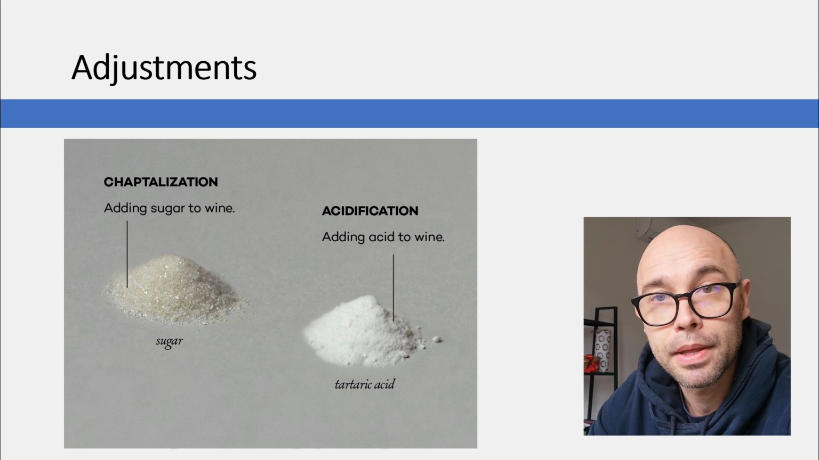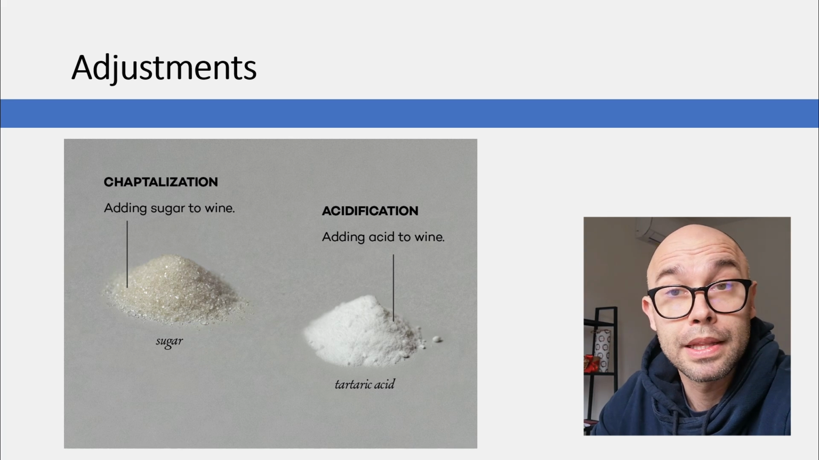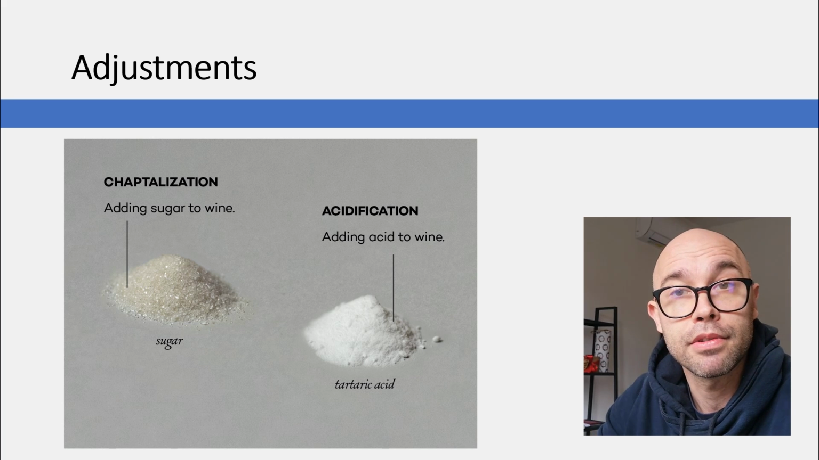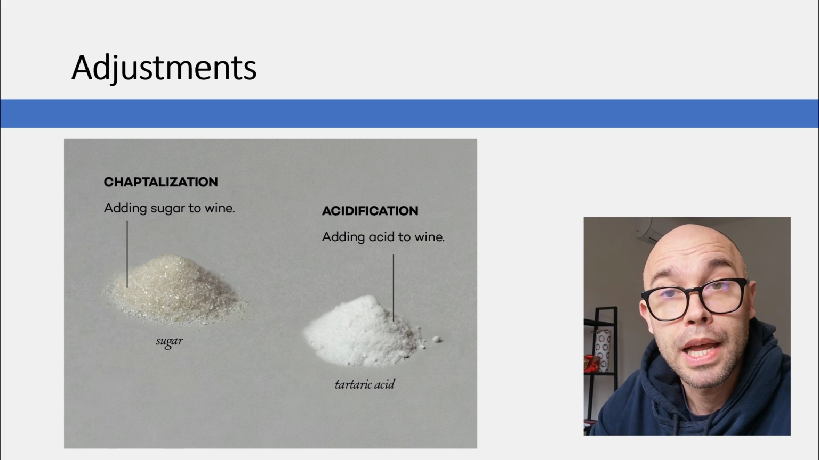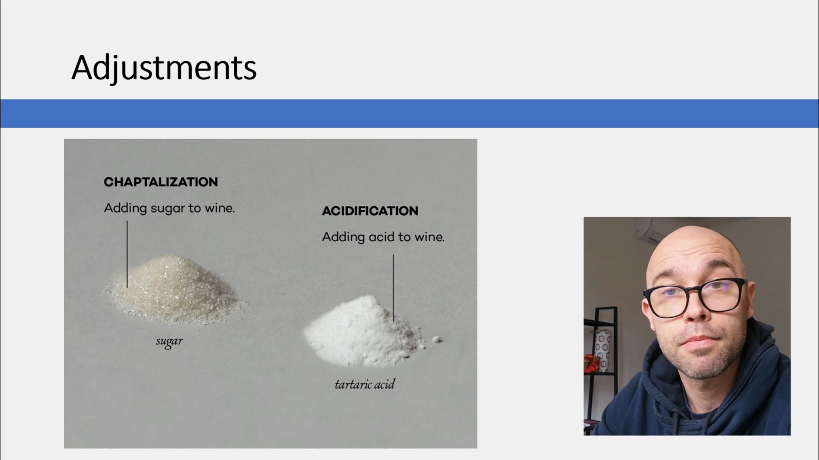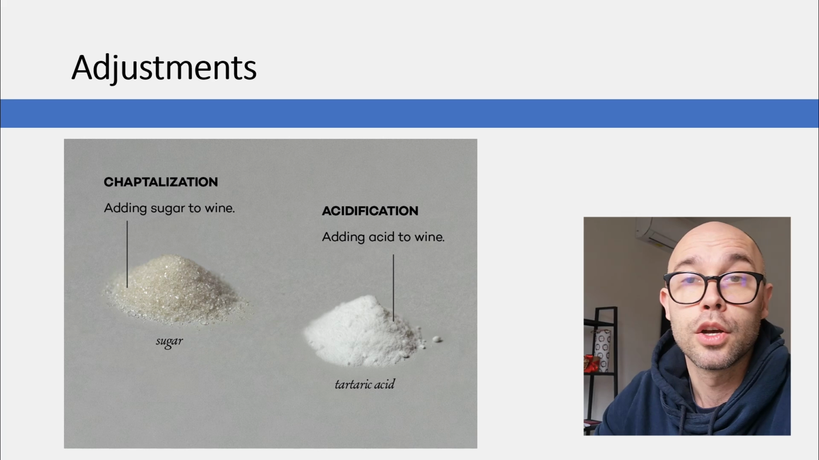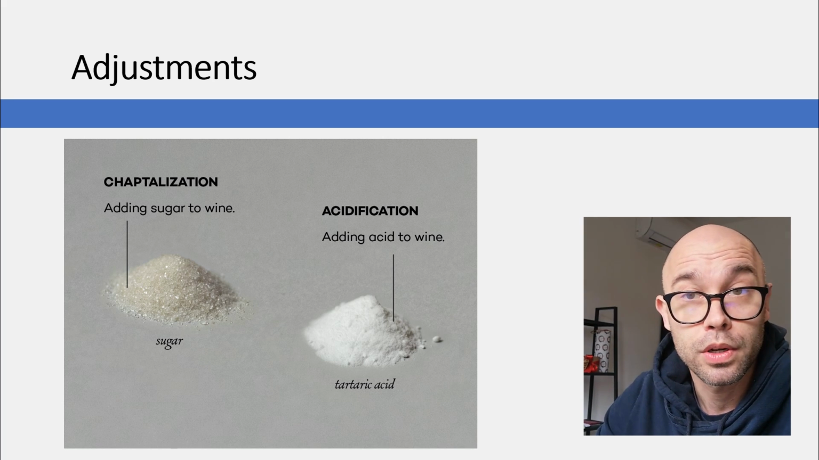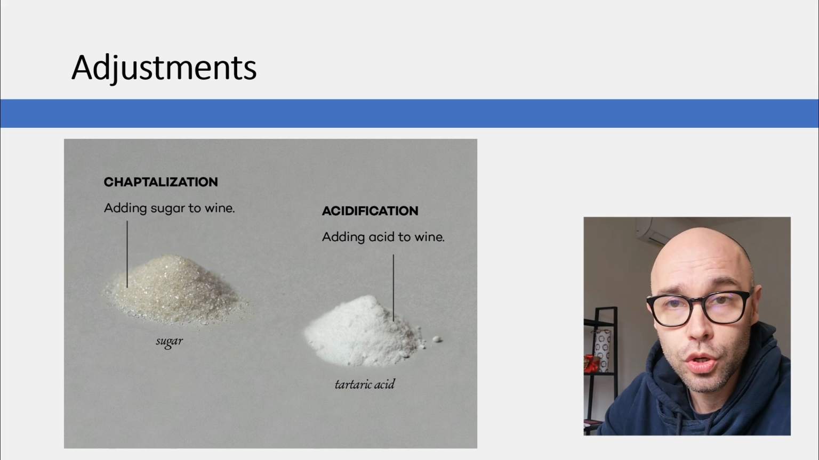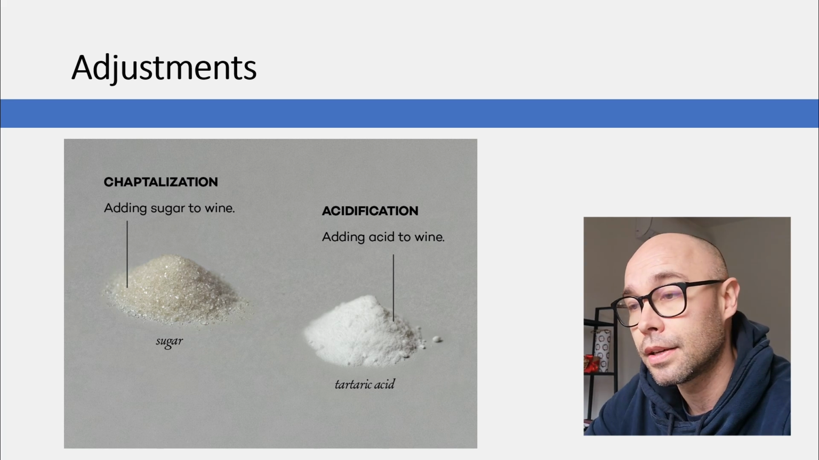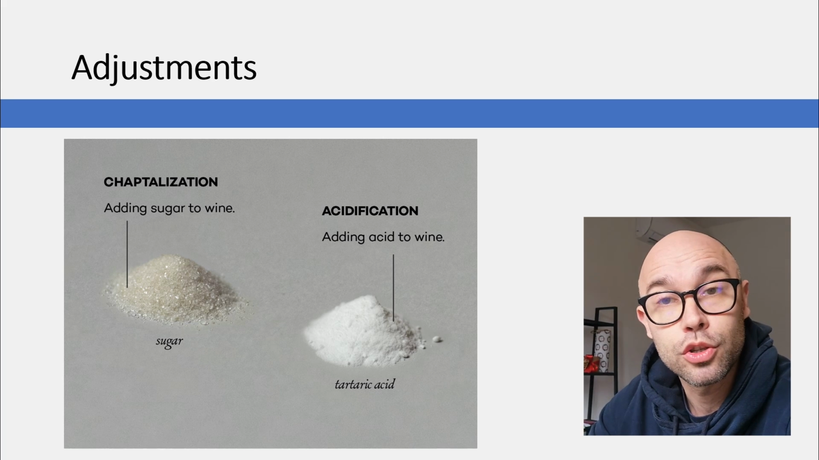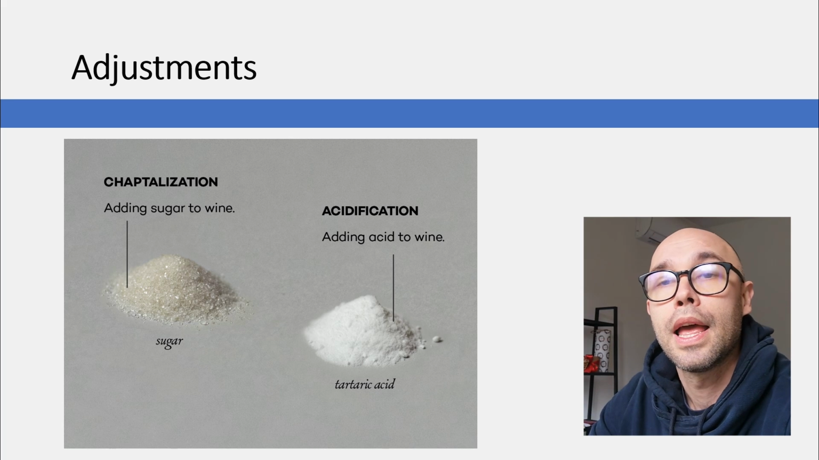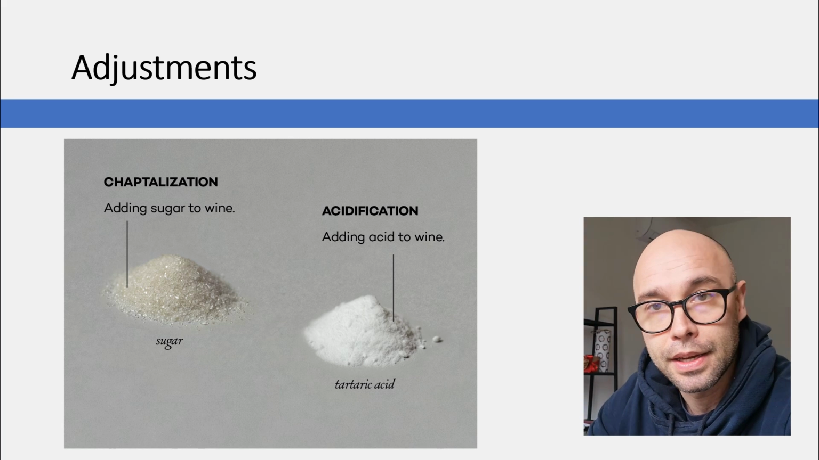Depending on the climate, grapes will have different levels of sugar and acid. Warmer climates produce grapes that have more sugar and lower acid. Cooler climates produce grapes that have higher acid and lower sugar levels. So adjustments that the winemaker can do in the winery are to adjust the level of sugar, potential alcohol in the wine, and the level of acidity in the wine.